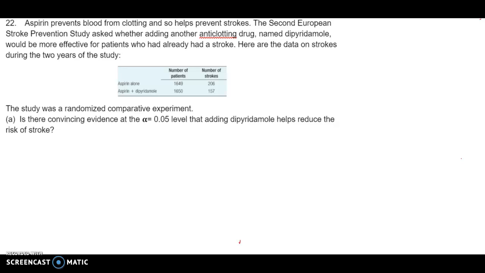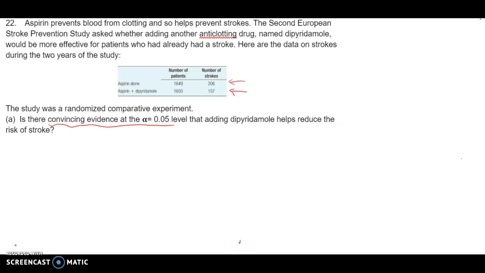All right, number 22. I'll let you read the context, but essentially they want to know, is there convincing evidence at the alpha equal 0.05 level that this proportion is different than this proportion, that the proportion of patients that took aspirin alone and experienced strokes is different from the proportion of patients that took aspirin and dipyridamole. Dipyridamole. That's what we're going with. No idea if that's right, but that's what we're going with.